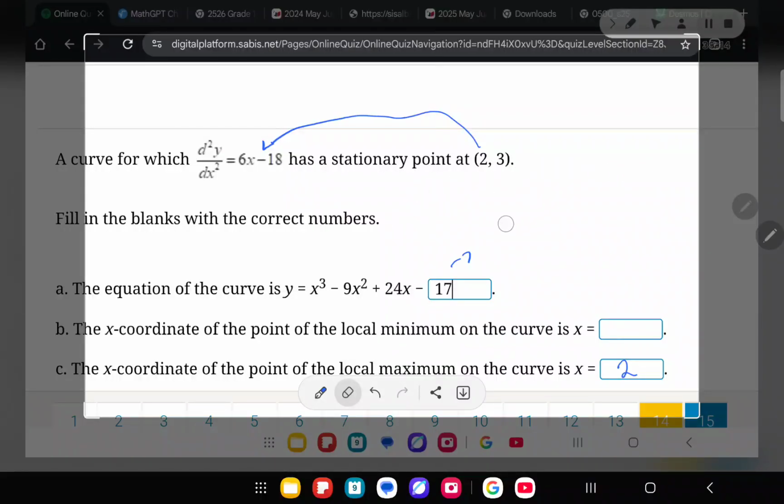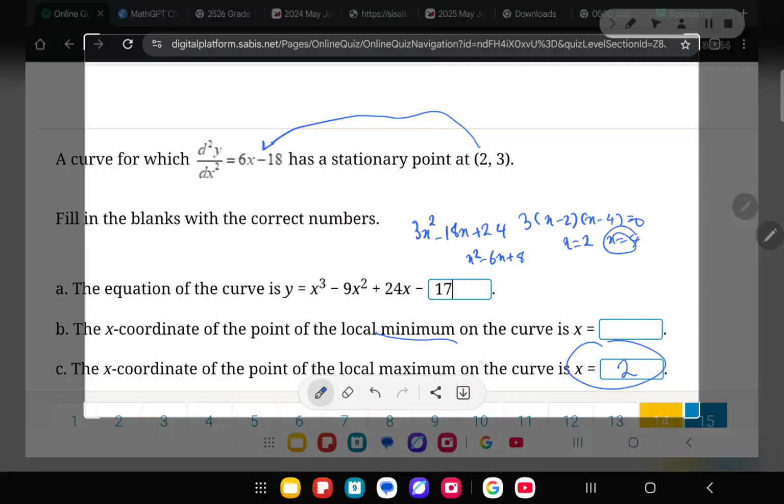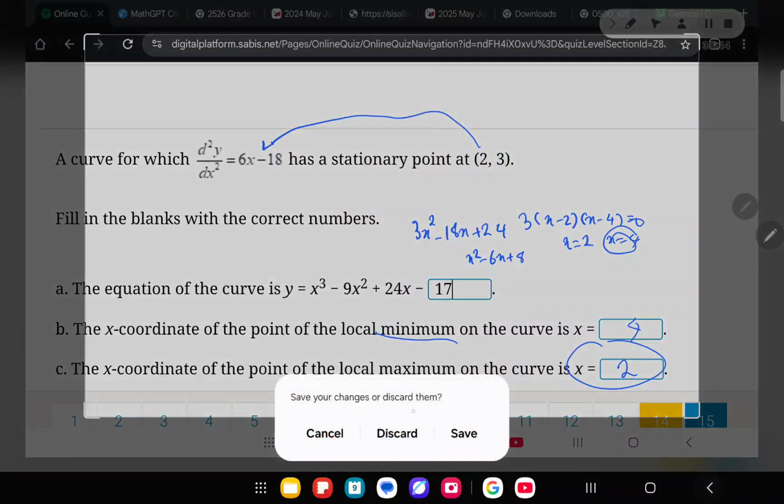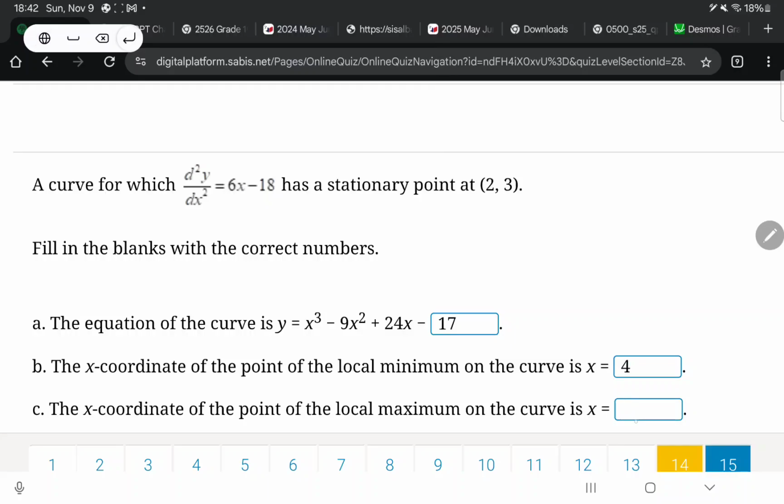Now, to find the other point, we'll just derive this, and then we'll set the derivative equal to 0. So 3x squared minus 18x plus 24. Okay, so x squared minus 6x plus 8. You get x minus 2, x minus 4 equals 0, and then, of course, the 3. And then x is equal to either 2 or x is equal to 4. We already put x equals 2 here, so the only other option for the other stationary point, which is the local minimum, is x equals 4. So over here the minimum is 4, and the maximum is 2.